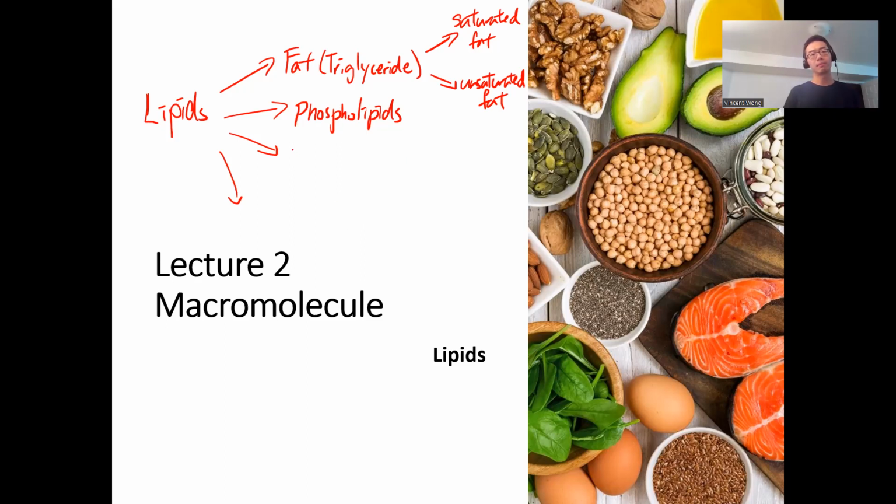And we will spend 1 slide on wax. And finally, we have steroids. So those are the 4 types of lipids that we will be looking at in the upcoming slides. I'll give you a moment to write down what you need to, and we'll go on from there.